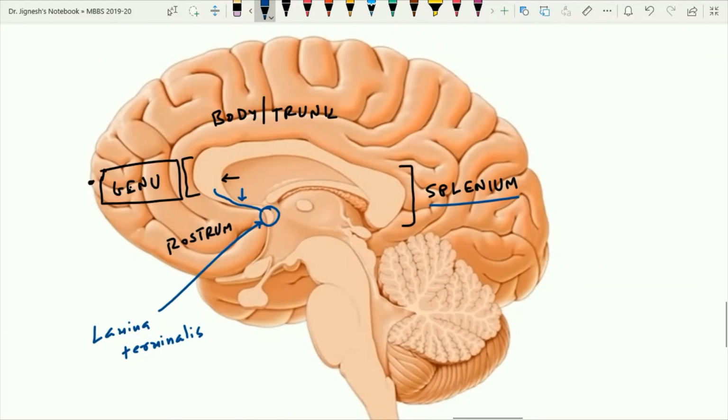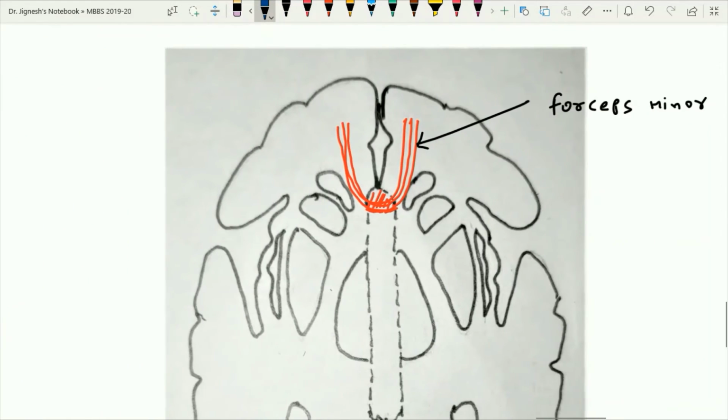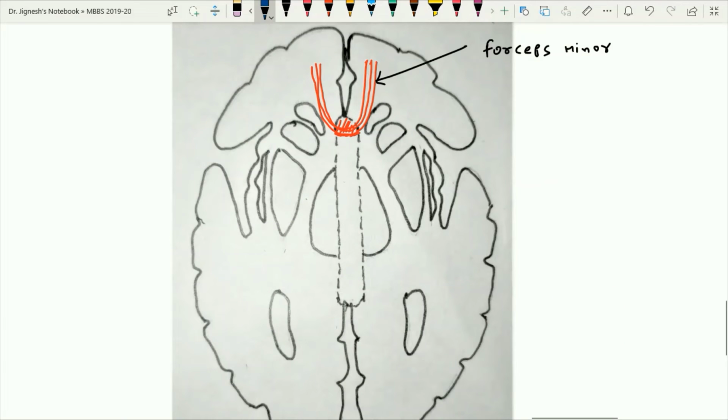And when we see the horizontal section of this brain, we can appreciate that the fibers of the body, which is up to here, are crossing and joining the two frontal lobes as well as the anterior part of the parietal lobes.